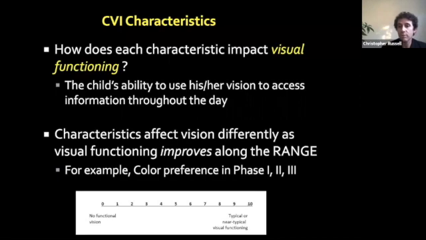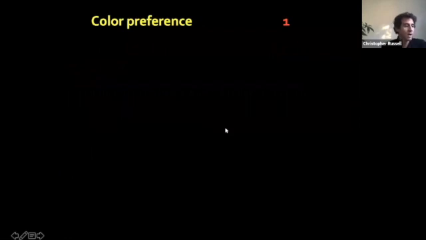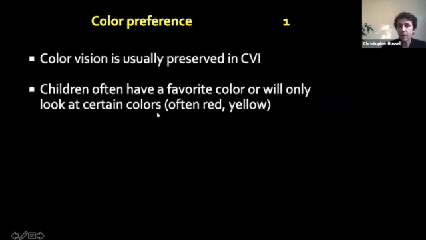There's no prognosis that you can give or expected outcome or amount of time it takes, but you should see steady progress. You should see the progress slow and become more subtle as they get on into phase 3. Okay, so let's talk about each characteristic, and we're looking at what it looks like on an earlier side and what it looks like more like in phase 3 or closer to typical vision. Okay, the first one is color preference.